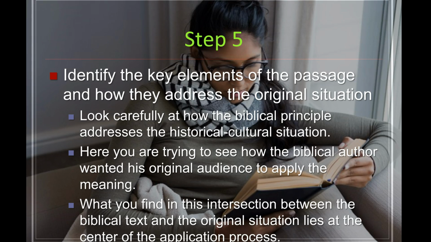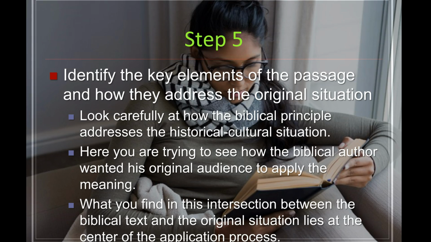Step 5. Identify the key elements of the passage and how they address the original situation. Here we want to look carefully at how the biblical principle addresses the historical cultural situation. Here you are trying to see how the biblical author wanted his original audience to apply the meaning. What you find in this intersection between the biblical text and the original situation lies at the center of the application process. There will be certain key elements present in the intersection of the text and situation that will prove significant for the application process.